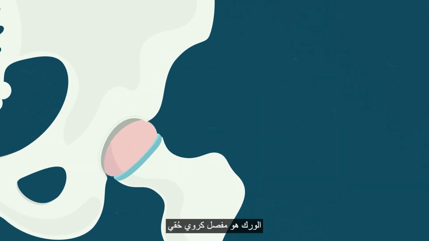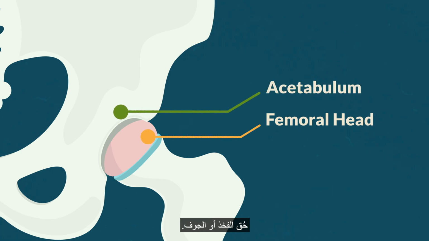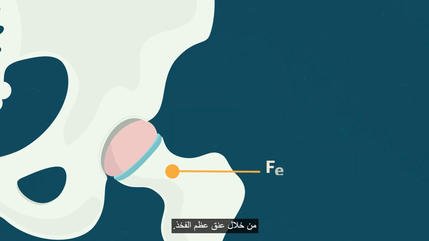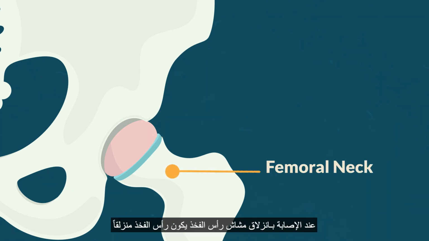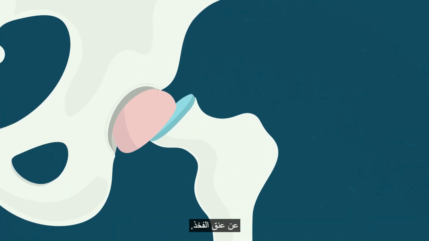The hip is a ball and socket joint that consists of the femoral head, the ball, and the acetabulum, the socket. The femoral head is attached to the rest of the femur by the femoral neck. SCFE occurs when the femoral head slips backwards off the neck of the femur.